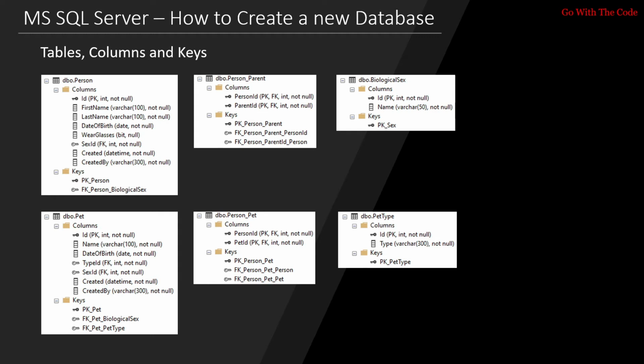Person pet and person parent tables use a composite key as a primary key. All other tables use surrogate key as a primary key. Primary keys and foreign keys have different colors in a table diagram. Usually, primary key names start with letters PK and foreign key names start with letters FK.